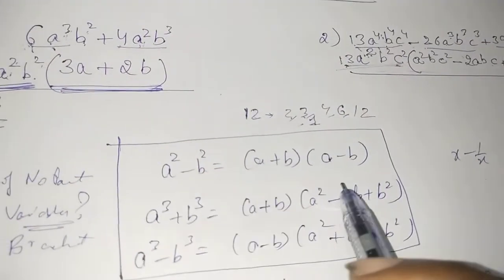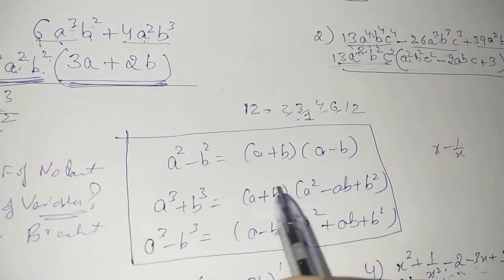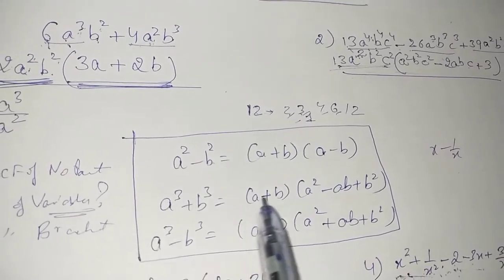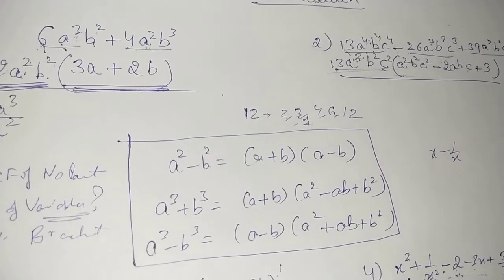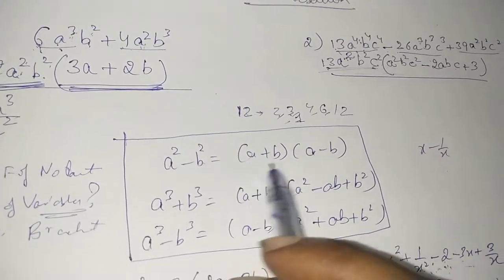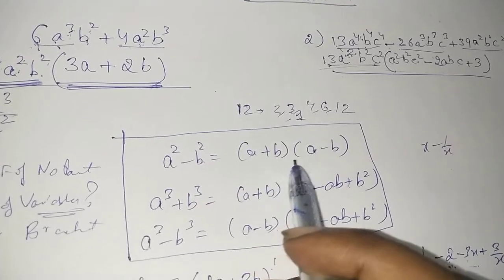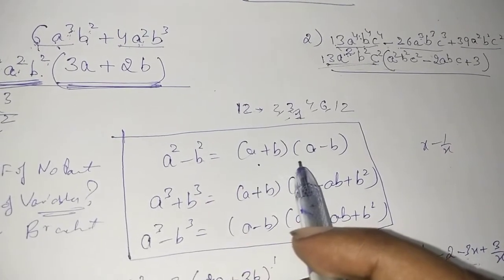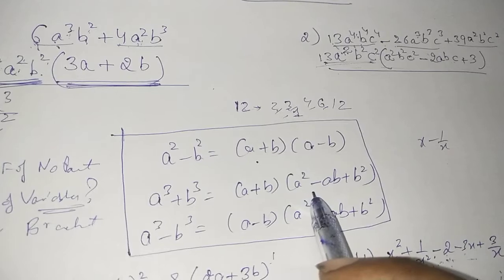Some of you may say formula, some of you may say identities. It's better that we call them identities rather than formula. Why? Because a formula is simply an expansion of something, that is, what will be the terms. These are not the terms. These are the brackets getting multiplied, one bracket getting multiplied by another bracket.